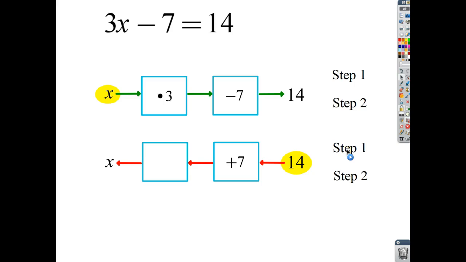So I'm going to undo the subtracting 7 first, and that means I'm going to add 7. And then once I have an answer there, I'm going to divide that whole thing by 3. So I want you to keep that in mind here.